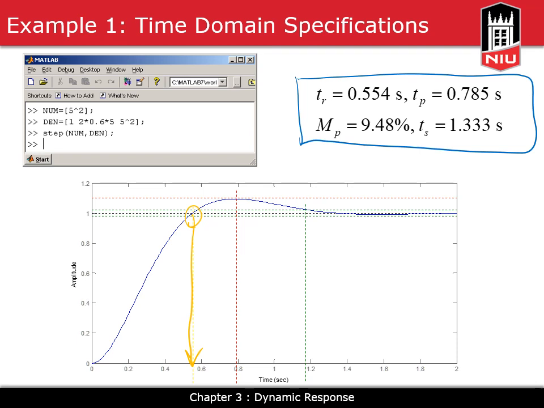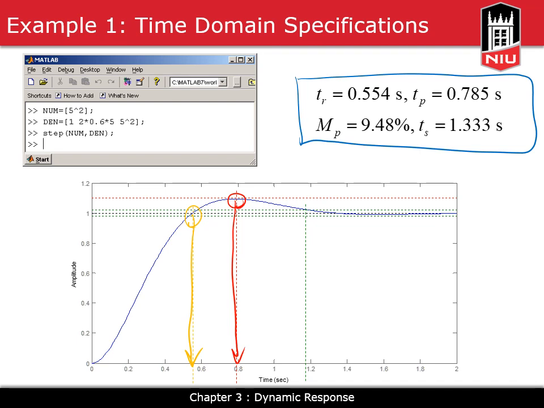The peak time was found to be 0.78. This is when the peak happens, and this is the time that the peak happens. Close to 0.8, and our answer is also very close to 0.8. Good approximation.